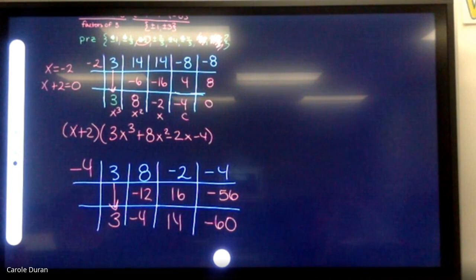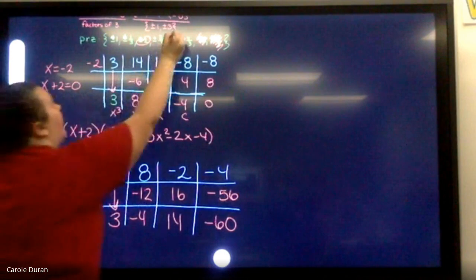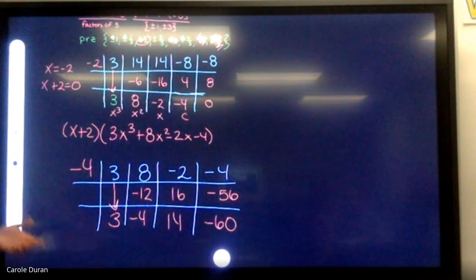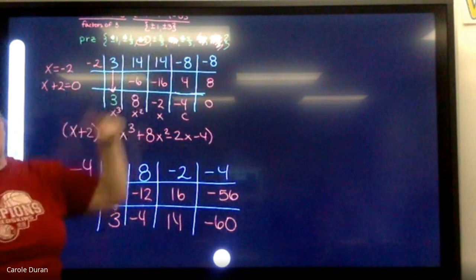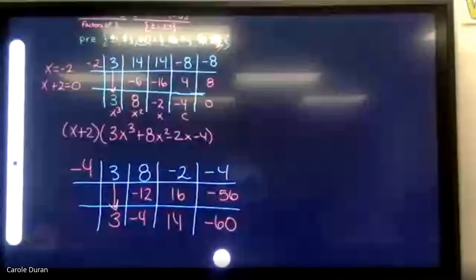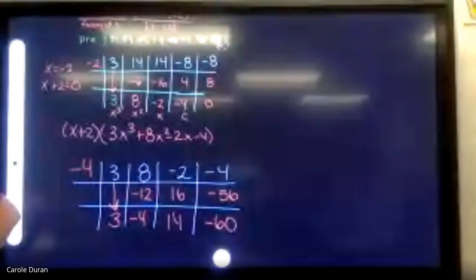It did not come out as a factor, so I could eliminate it, but it is a lower bound. So if I had any numbers left on my list that were less than negative 4, I could eliminate them. Do I have any left? No. But it did help me eliminate negative 4 from my list. So now I have 1, 2, 3, 4, 5 numbers to test. What would you like to test next? Negative 1/3.